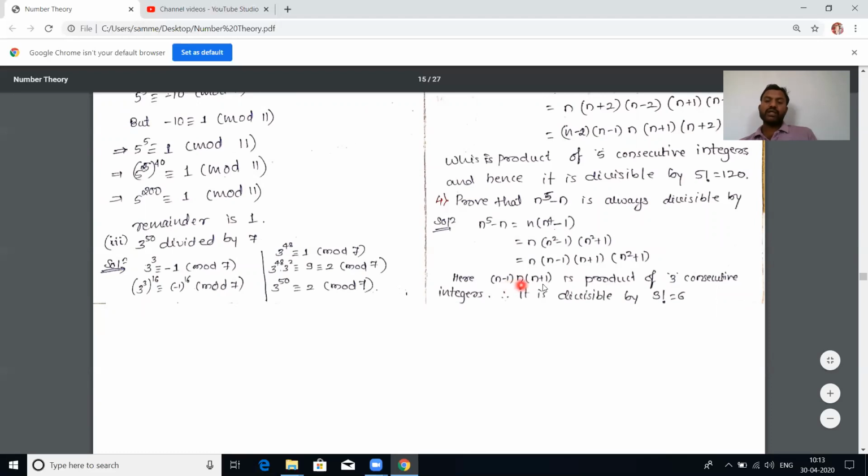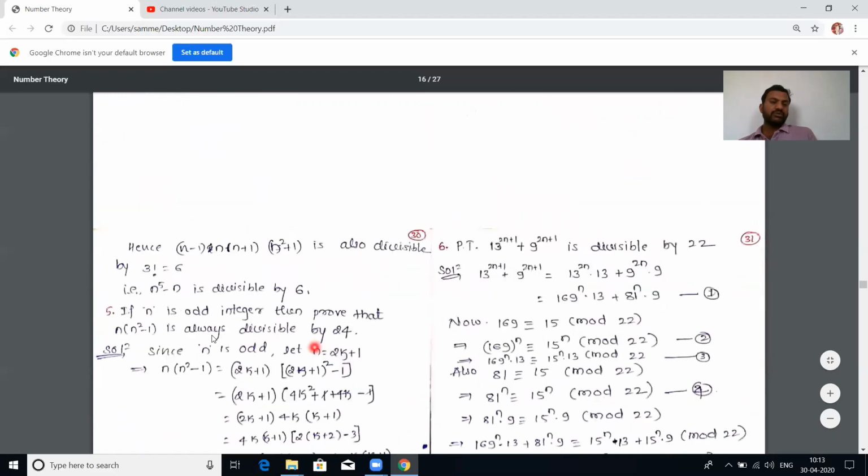Now see, n minus 1, n, n plus 1 is a product of 3 consecutive integers, hence it is divisible by 3 factorial, here 6. So n into n minus 1, n plus 1 into n square plus 1 is also divisible by 3 factorial, that is 6. Because if one factor of the product is divisible by 6, the entire product is divisible by 6. So therefore n raised to 5 minus n is divisible by 6.